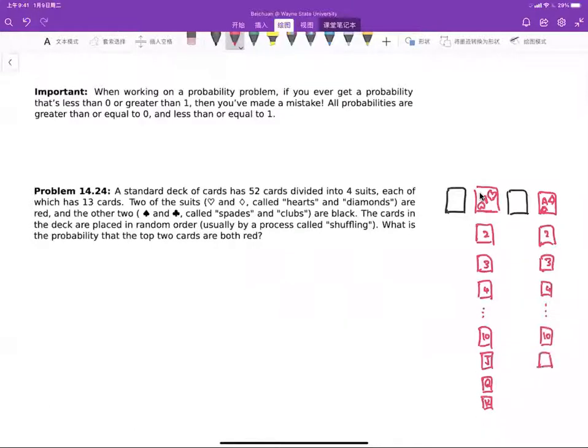But then isn't the probability of this just, since half of the deck is red, that means 26 over 52 times 25 over 51, which equals to. Let's talk about the question later. Right? So let me explain the cards first.